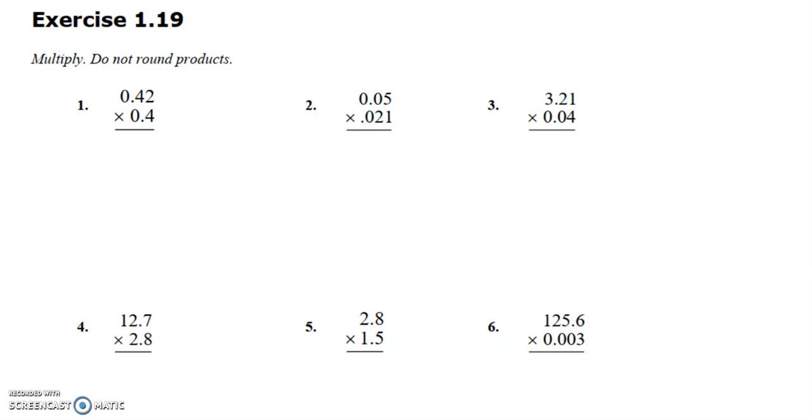For exercise 1.19, I'm just going to pick a couple more for us to do together. And I'm going to start with number 2. Number 2, the strategy that I showed is actually really perfect for a question like this, because if you notice, you've got a 0.05 at the top, so that's 2 decimal places. And then on the bottom, you have 3 decimal places, 0.021. So this is a total of 5 decimal places.